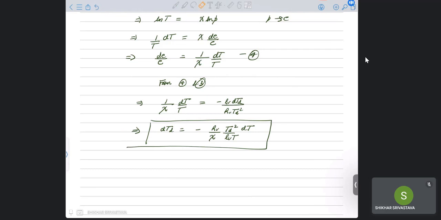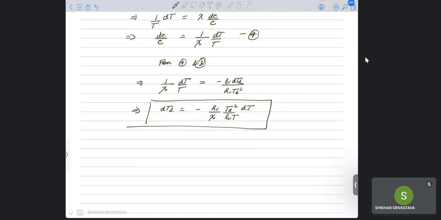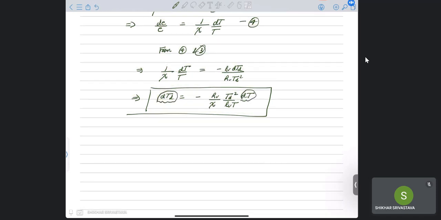What is the importance of this equation? We will understand it later, in the next part. This just relates the change in the dew point temperature with the change in the temperature. So what are dT and dTD? What changes are we talking about?